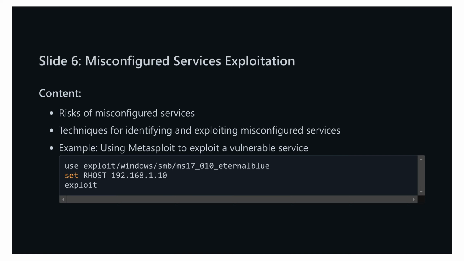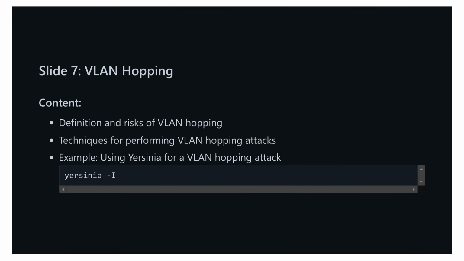In the next slide, we'll delve into the concept of VLAN hopping, discussing its definition, inherent risks, and how attackers can perform such attacks using tools like Yersinia. Next, let's discuss VLAN hopping. VLAN hopping is a type of network attack where an attacker manipulates VLAN tags to gain unauthorized access to other VLANs within a network. This can lead to serious security risks, including unauthorized data access and lateral movement across the network. To carry out a VLAN hopping attack, one common technique is double tagging, where an attacker inserts 2 VLAN tags into the frames they send.